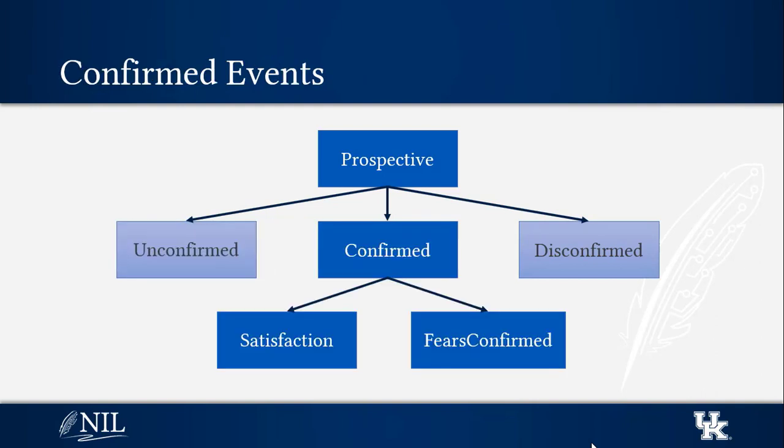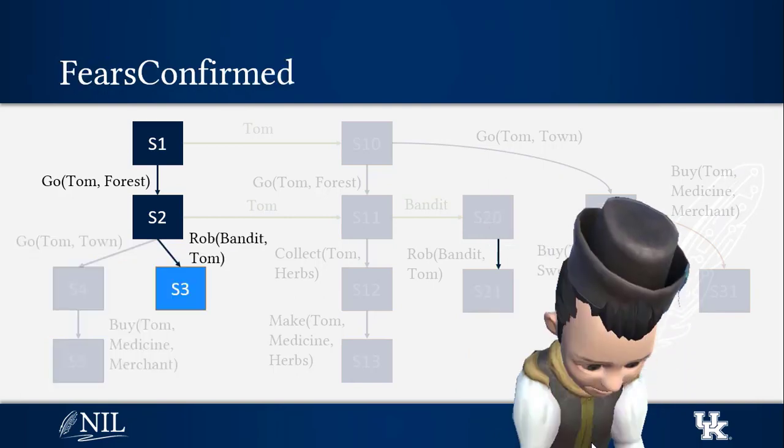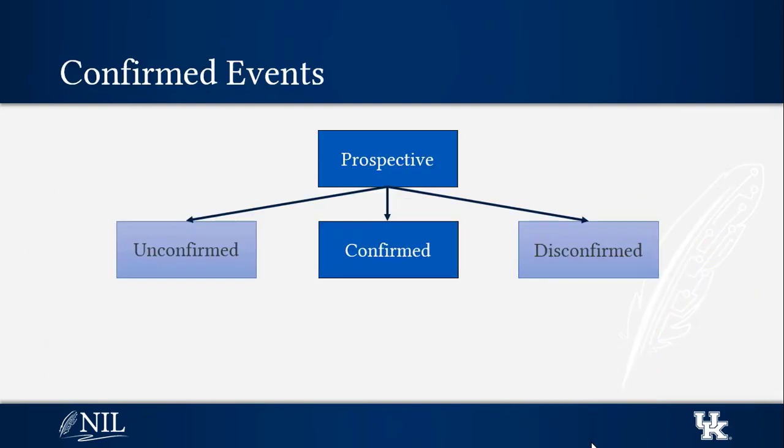If a character expected that a plan could increase their utility and it actually does, they feel satisfaction, and if they expected a plan to decrease their utility and it actually does, they feel fears confirmed. So here Tom feels satisfaction because he hoped that his utility would increase by buying the medicine from the merchant, and it actually does. When Tom gets robbed by the bandit in the forest, his fears become true.